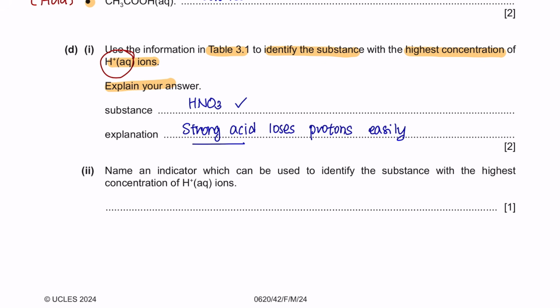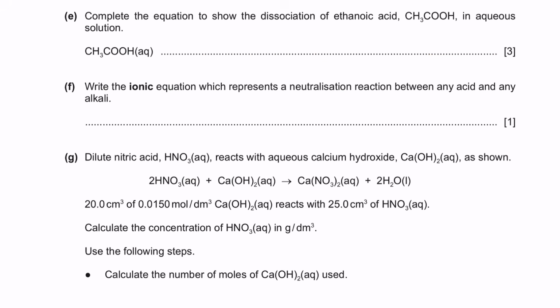And part 2. Name an indicator which can be used to identify the substance with the highest concentration of H+ ions. So the indicator that will be used here is the universal indicator. Next, question E. Complete the equation to show the dissociation of ethanoic acid in aqueous solution. The dissociation of an acid is a reversible reaction.